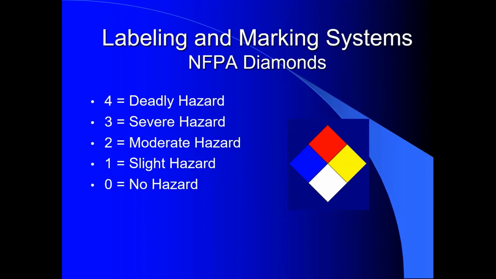Labeling and marking systems, NFPA Diamonds. Here we have 4 equals a deadly hazard, 3 a severe hazard, 2 moderate hazard, 1 slight hazard, and 0 no hazard.